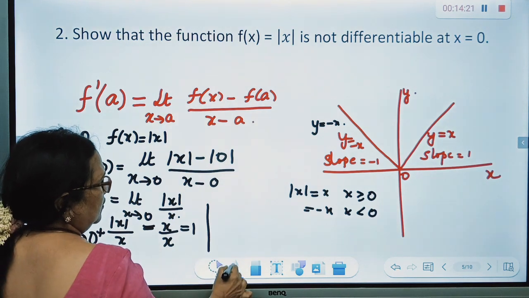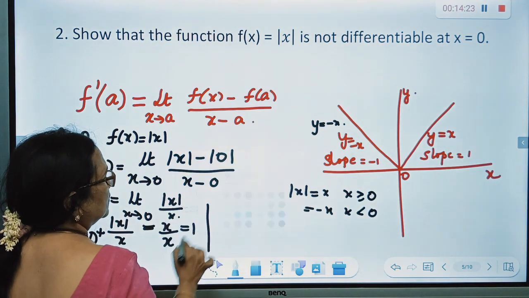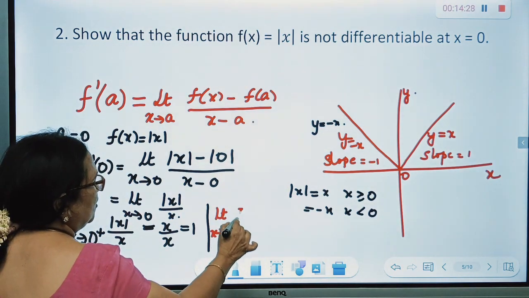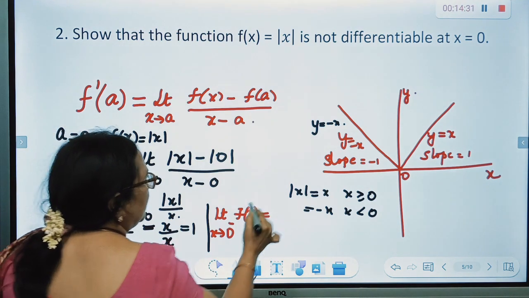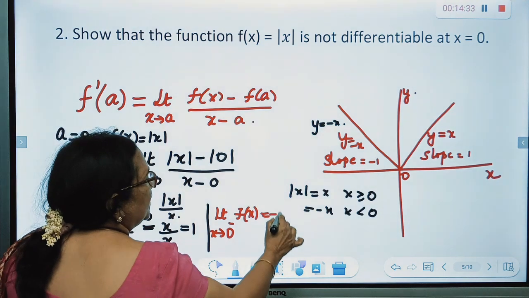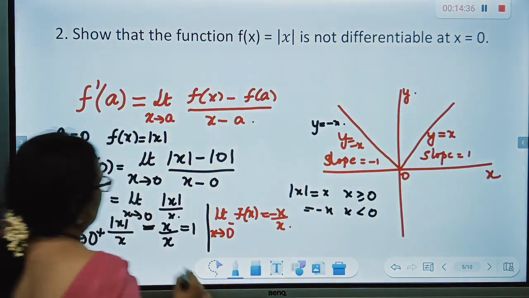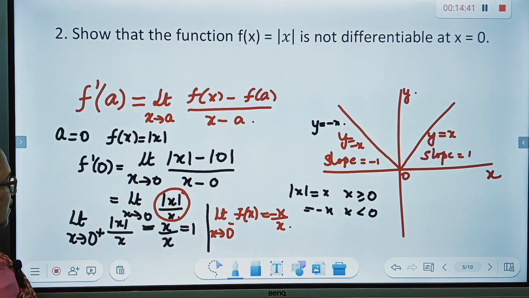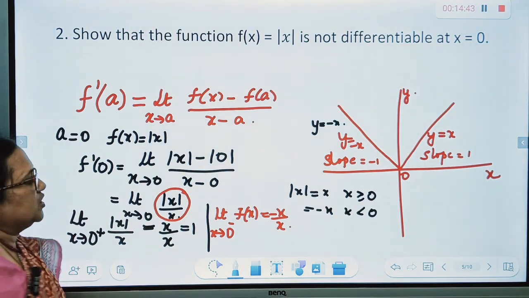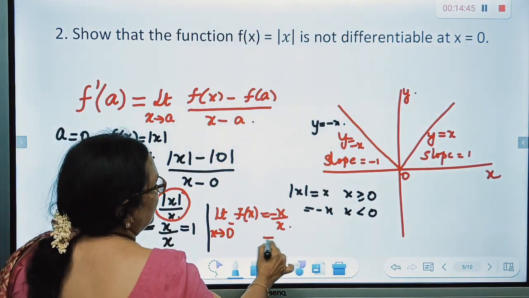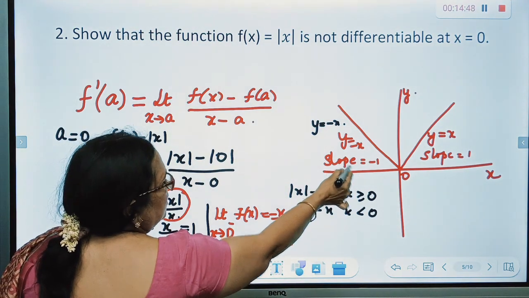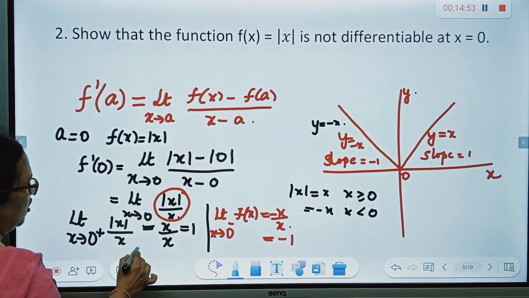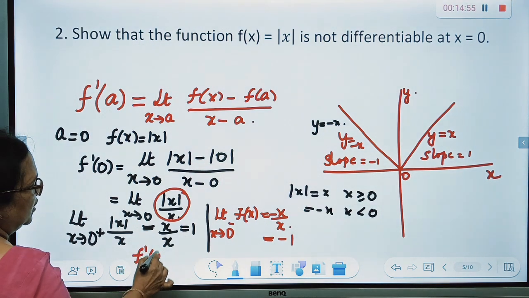Now, limit x tends to 0 minus of f of x will be, x is less than 0, so minus x by x. See, mod x by x is what we are looking at. So, in this case, right hand limit, it is x by x which is 1. Left hand limit, minus x by x which is minus 1. That's what I have written here, slope is minus 1. Therefore, limit does not exist. f dash of 0 doesn't exist.